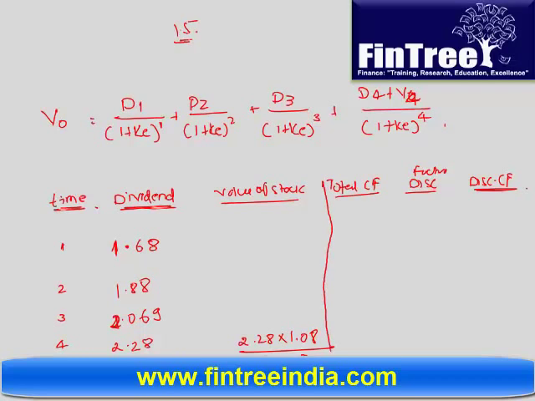So total cash flow now. Year 1 1.68, year 2 1.88, year 3 2.069, year 4 would be 2.28 plus 30.73. The last year cash flow, fourth year, would be 2.28 plus 30.73. How much? 33.01. Discount factor here would be 1 divided by 1.16.